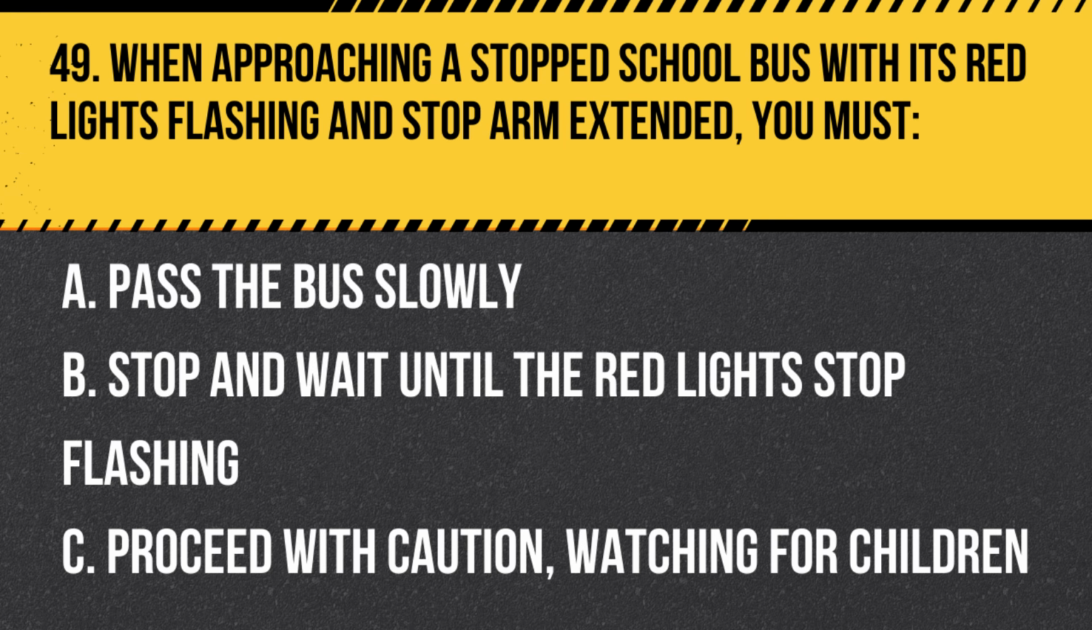Question 49. When approaching a stopped school bus with its red lights flashing and stop arm extended, you must A. Pass the bus slowly. B. Stop and wait until the red lights stop flashing. C. Proceed with caution, watching for children. Answer. B. Stop and wait until the red lights stop flashing. When approaching a stopped school bus with its red lights flashing and stop arm extended, you must stop and wait until the red lights stop flashing and the stop arm is retracted before proceeding.